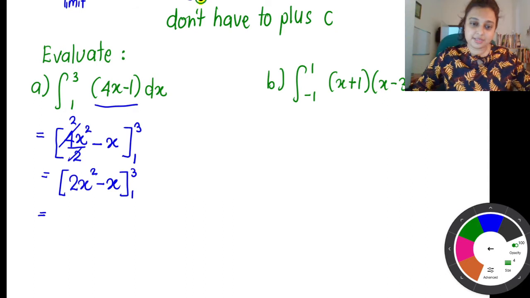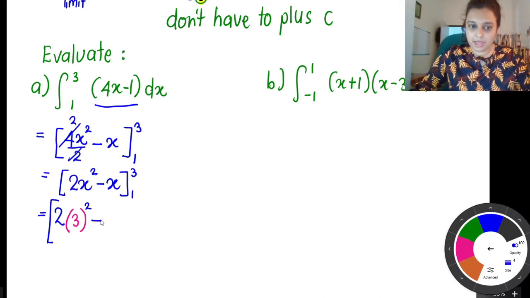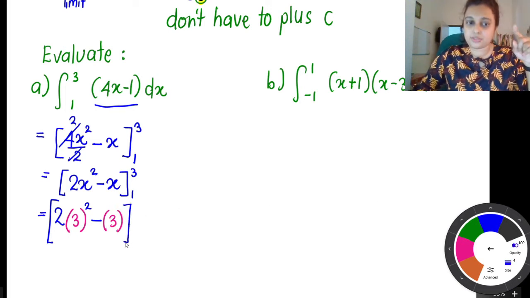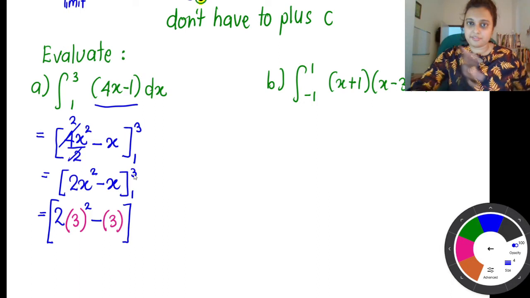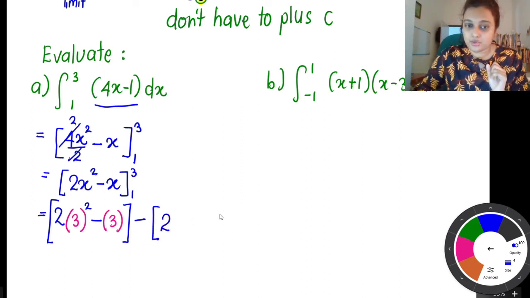First we substitute the value of 3. So it becomes like this: 2, I still put bracket, 2, substitute the 3 into the x. Can see? Then minus, again substitute the 3 into the x. Wherever you see x, substitute the upper limit first, that is in the first bracket. Then must minus. Substitute the 1. Now we substitute the lower limit: 2 times 1 square minus 1. Wherever got x, you have to put 1 now.